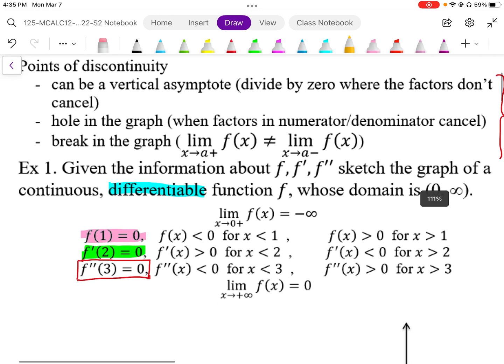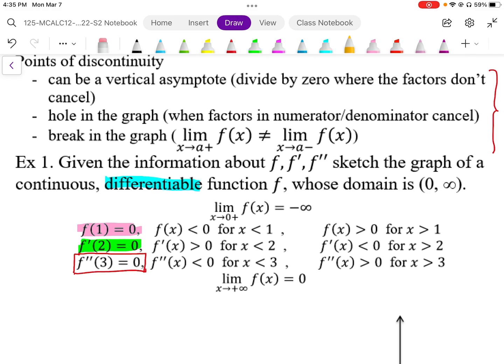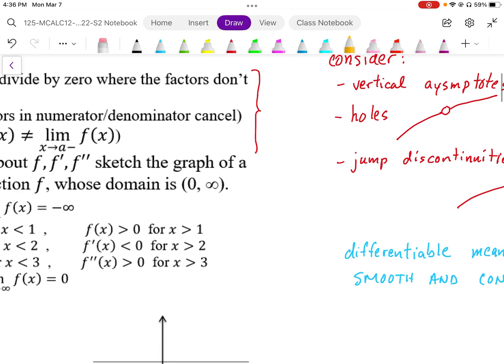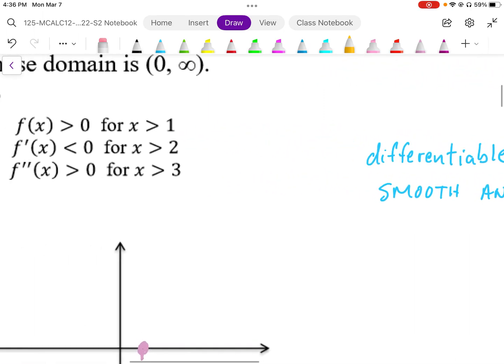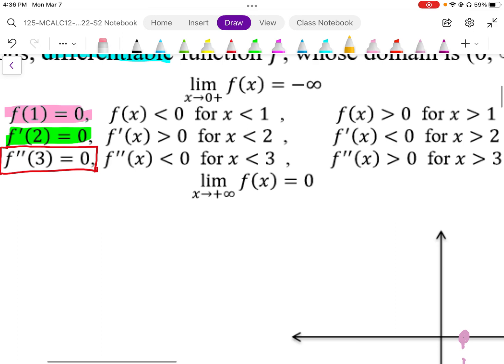So example one, we've been given information about the function, the derivative function, and the second derivative. And it is a continuous and differentiable function whose domain is from 0 to infinity. Now, the fact it's differentiable is really important because differentiable means it is smooth and continuous. Okay, so if we know that something is differentiable, we know that it's smooth and continuous, and the derivative is defined for all values of x.